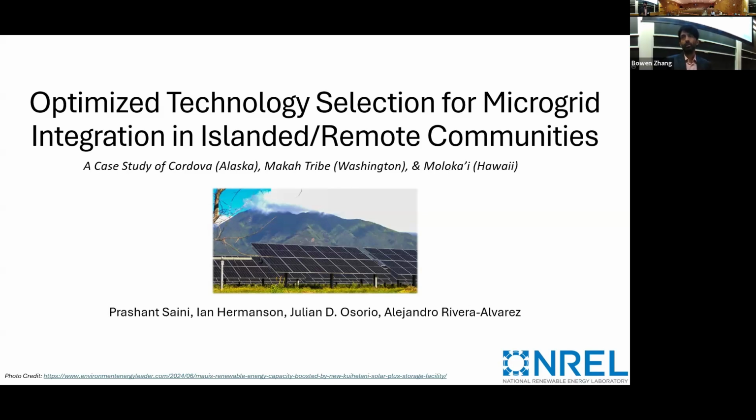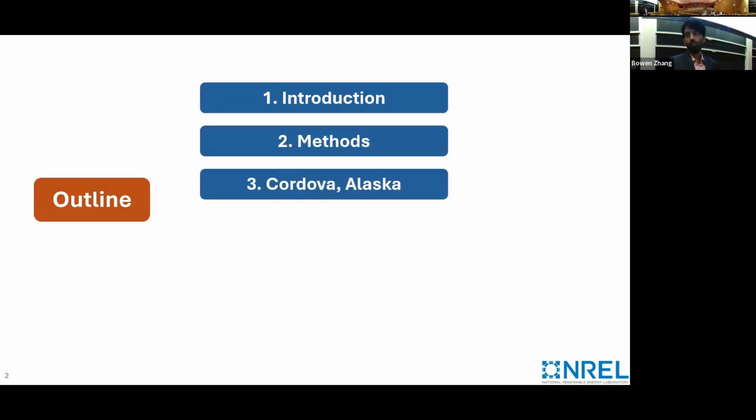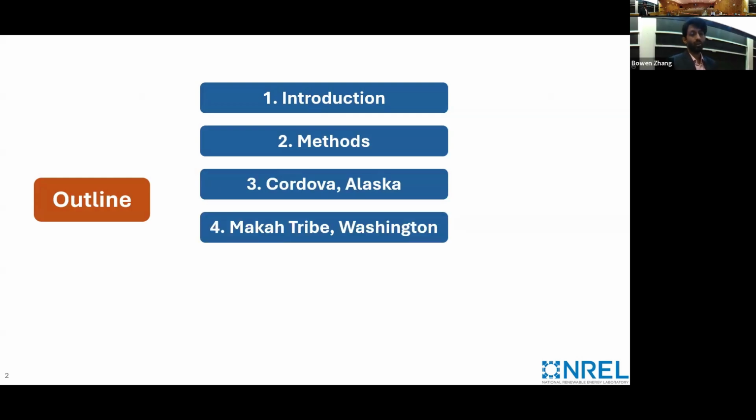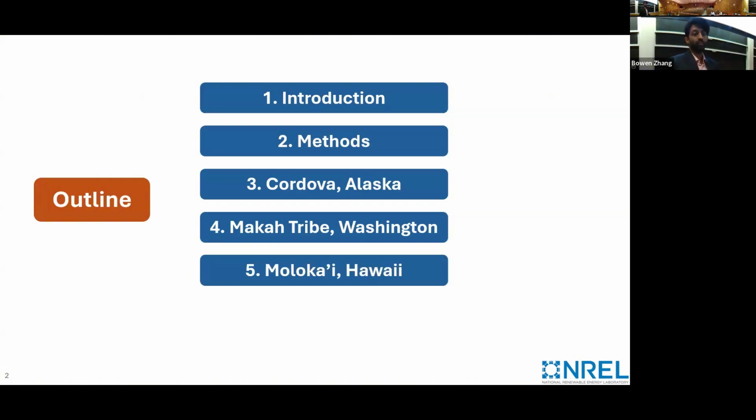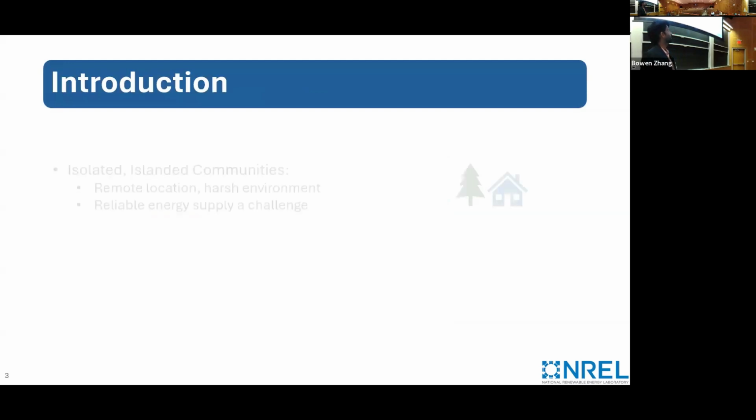So we made a multi-criteria decision-based framework, and we did it for three different places. One is Cordova, Alaska, another one is the Makah tribe in Washington, and the third one is Molokai in Hawaii. So the outline includes the introduction, then we go through the method we adopted for the MCDM framework, and look at the three different case studies. First one is Cordova, Alaska, second is the Makah tribe in Washington, and third is Molokai in Hawaii, and last we will go through the conclusions we get from the MCDM framework. So let's begin with the introduction.